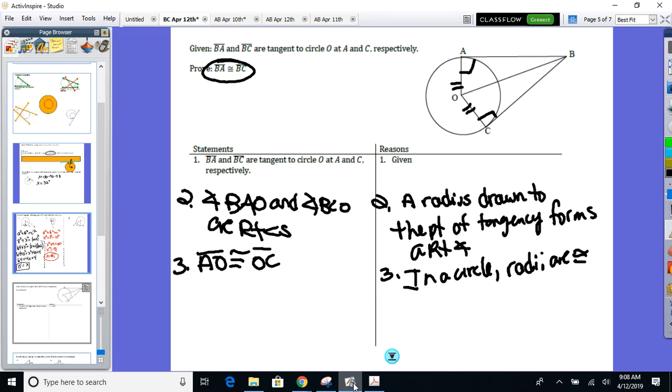30. Don't say it. I'm saving you the embarrassment, Paige. Don't say it, because we don't need to do that. Okay, BO is congruent to BO. Yep.